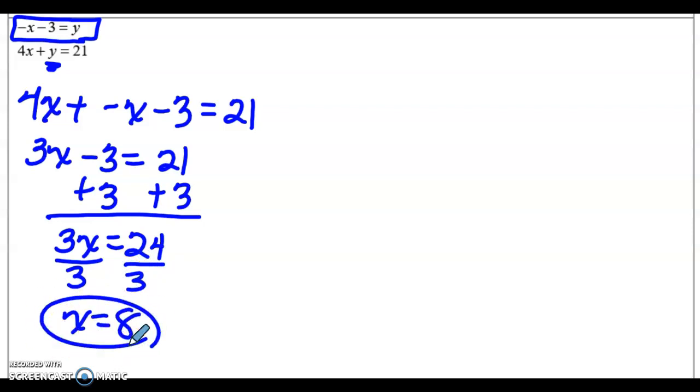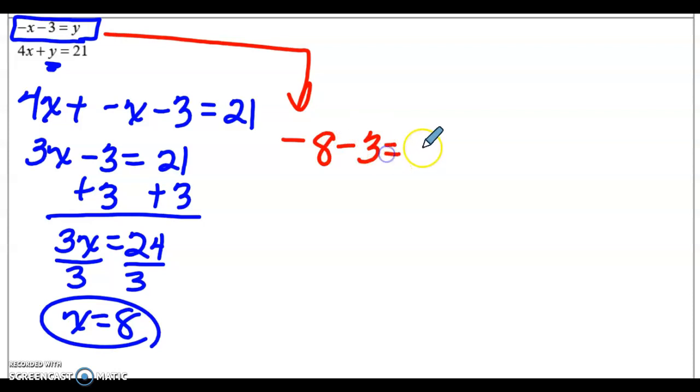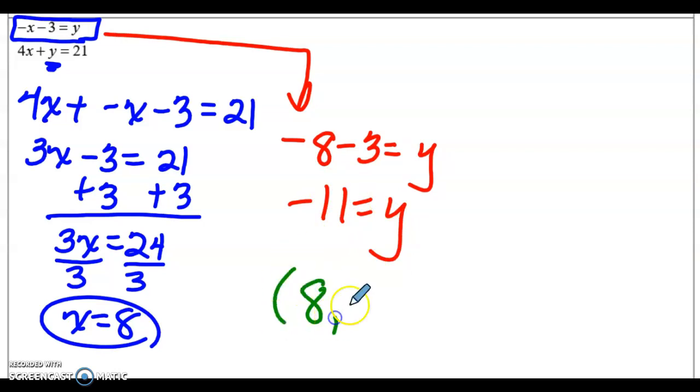All right, and then we're going to go into our other equation where we were before with the box, and in place of x we're going to put an 8. This had a negative in front of it, so you still have to have that. It's the opposite of 8, so it's negative 8. Minus 3 is going to equal y. This will be negative 11 equals y. And then we're going to write that as an ordered pair. X is always first, and then your y value.